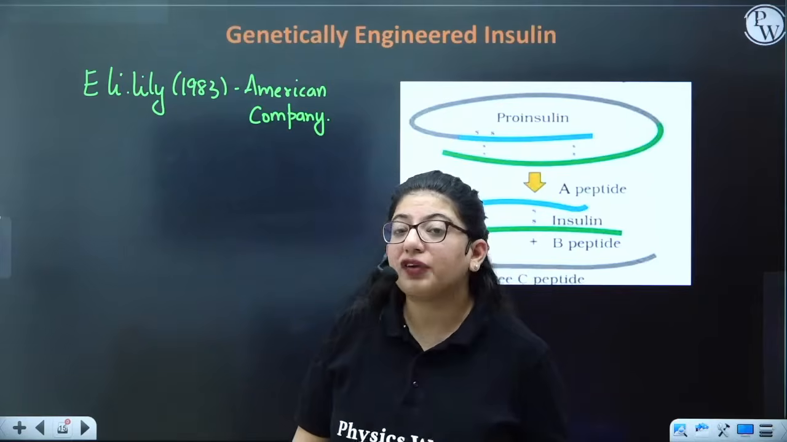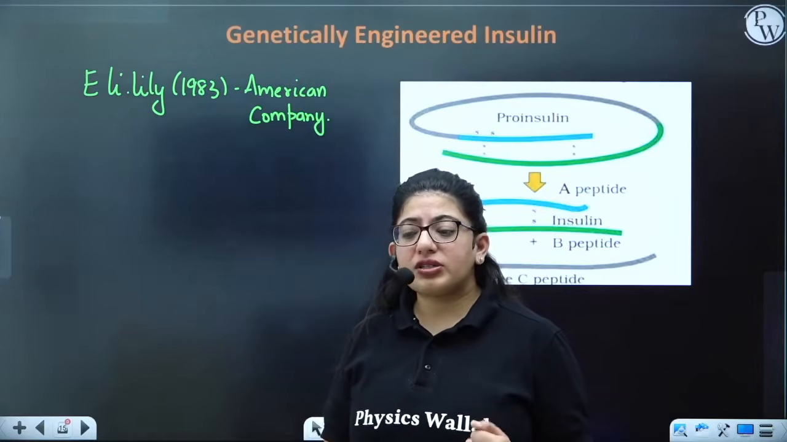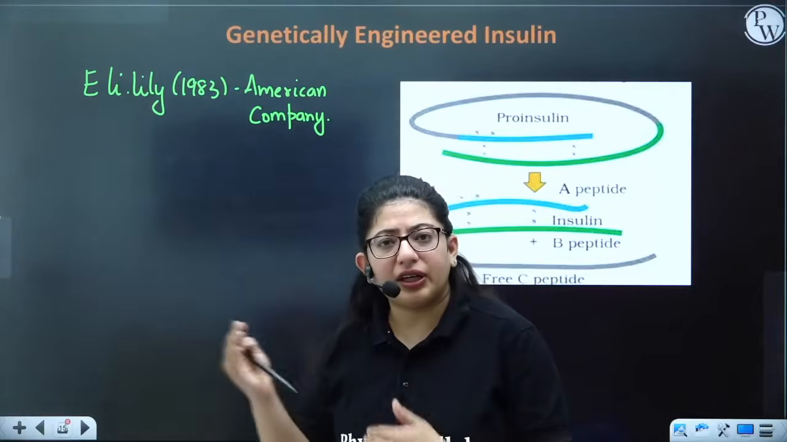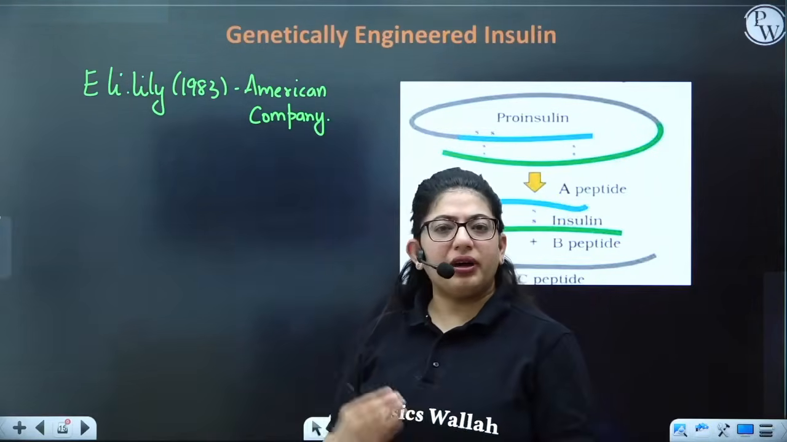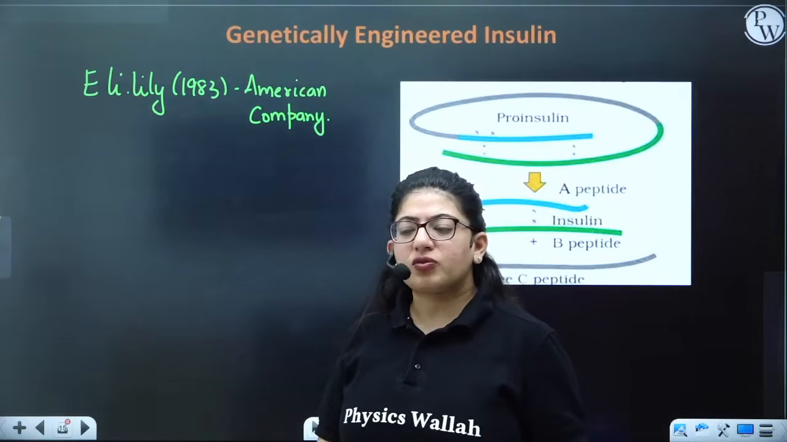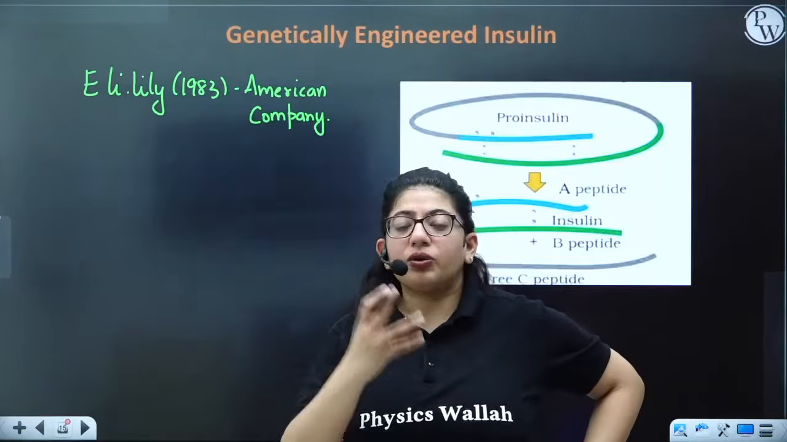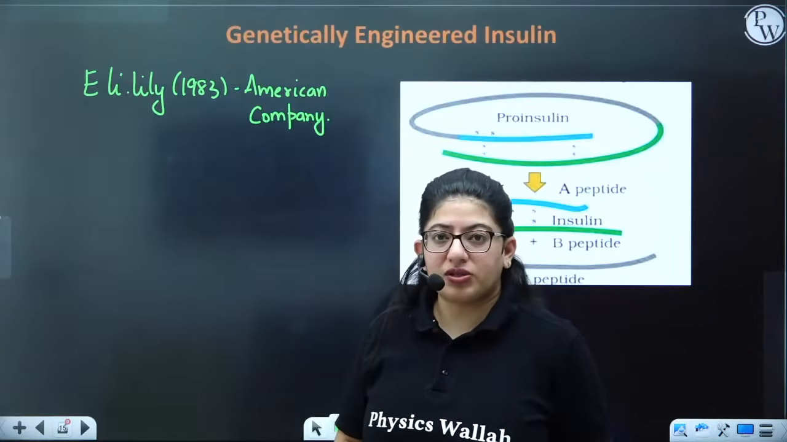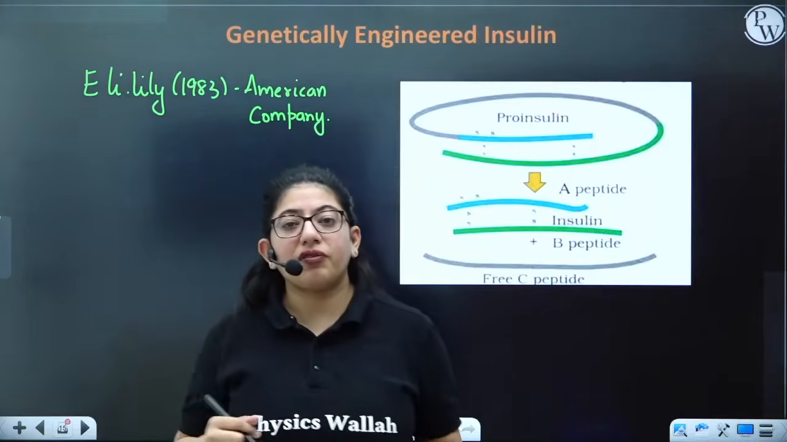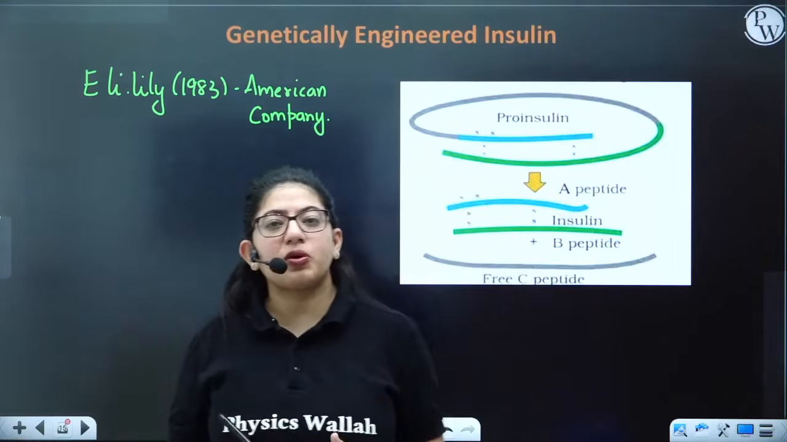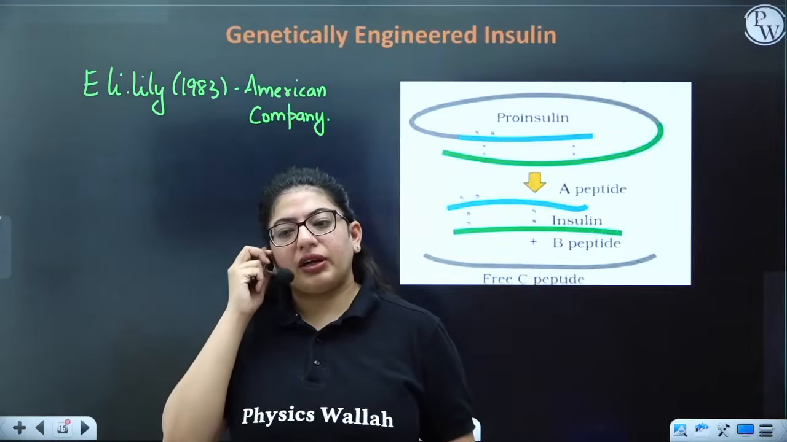But there was a side effect. The patients got an allergic immune response. Why? Because we are a different animal, the pig is a different animal, so there will be an allergic reaction. Whenever you take an organ from a different species, you get the immune response. Let's think, we are getting something from a pig, definitely our immune response will work against it.